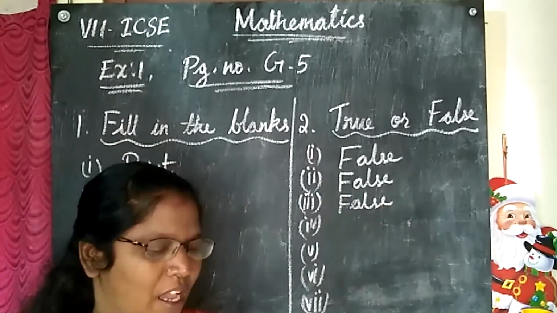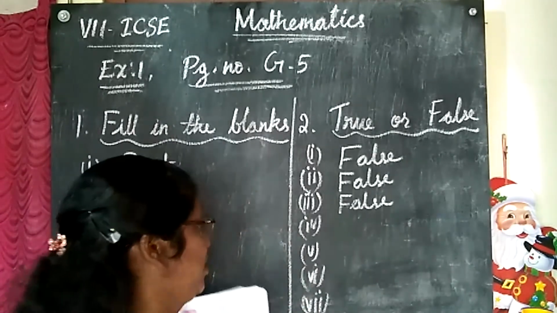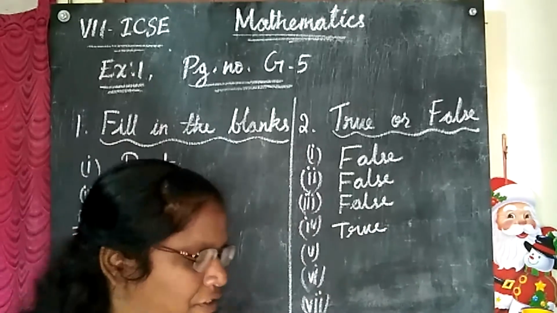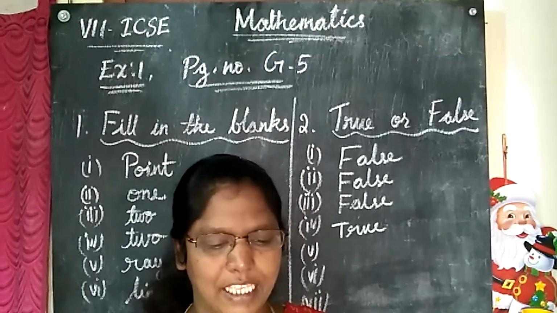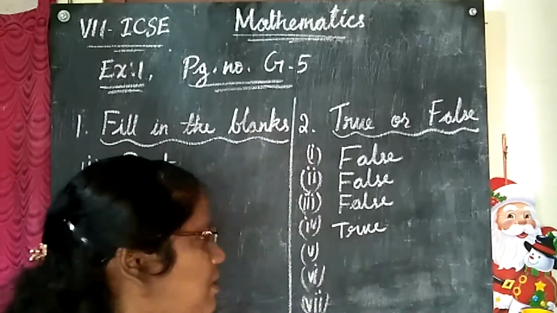Fourth one. A ray has no definite length. True, because on one side we can extend it. Okay, fifth one. Only one line segment can be drawn through 2 given points. Yes.